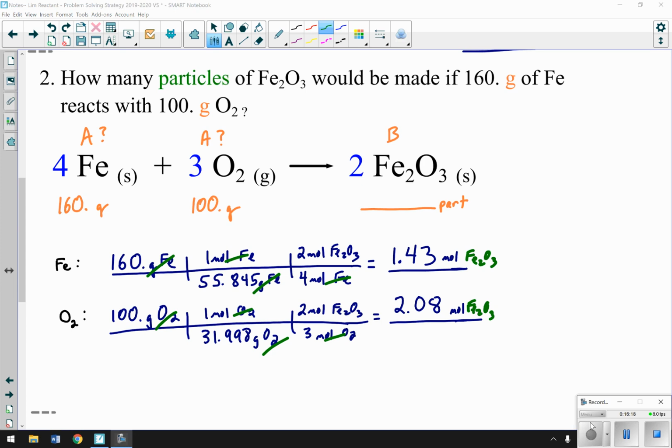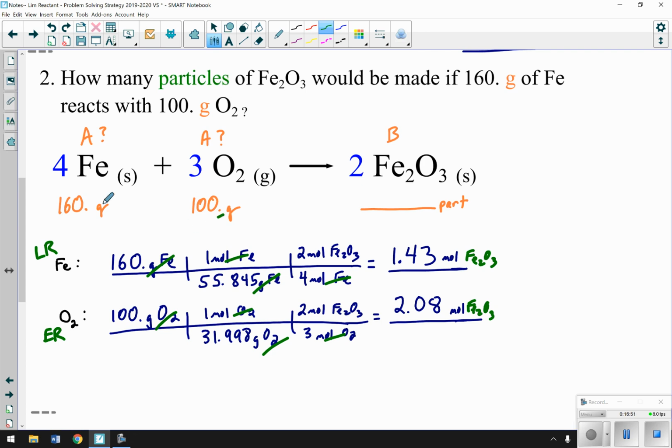Now, let's look at what our limiting reactant is. Our limiting reactant would be iron, because using the amount of iron to calculate the moles of B, we find that the iron amount would give us the lesser amount of product. And so that is going to be our limiting reactant. That means that oxygen would be too much. So the 100 grams of oxygen is actually too much oxygen for the 160 of iron.